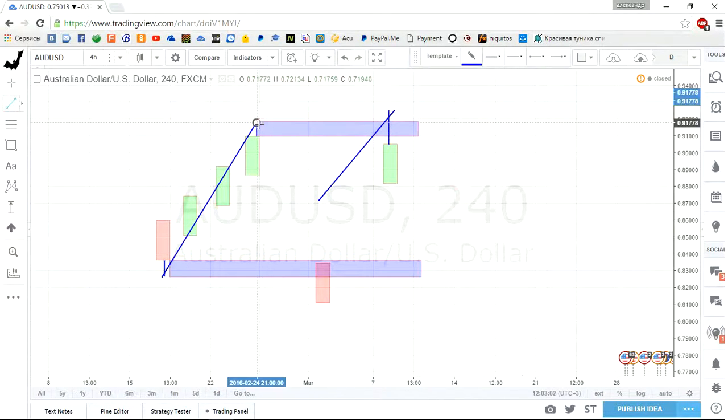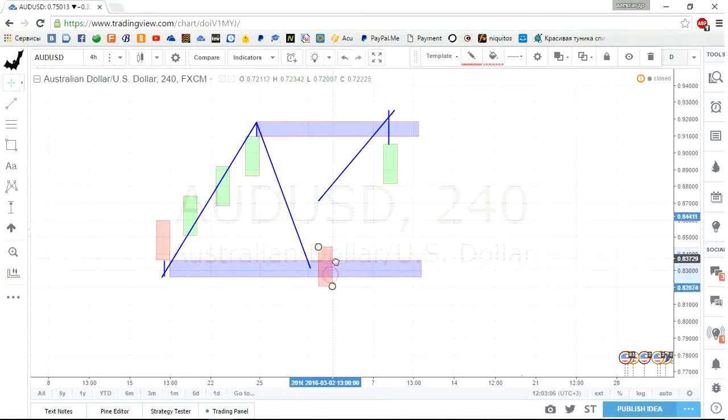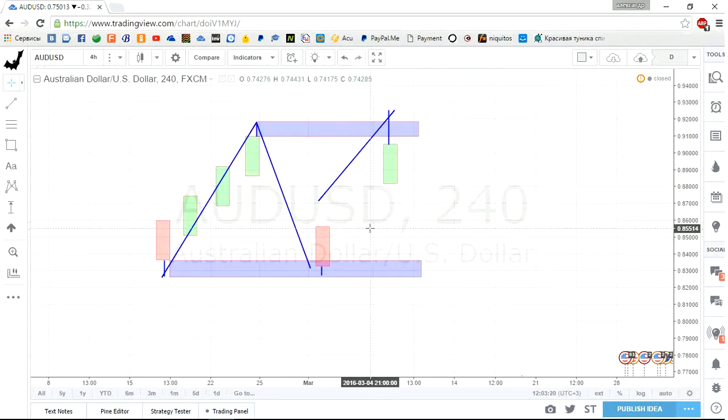Downside retest looks the same. It touches the border, but it never has a close beyond the border. It can have a spike beyond the border, or maybe have a spike within this border. It doesn't matter. The only thing is that it never has a close beyond the border.